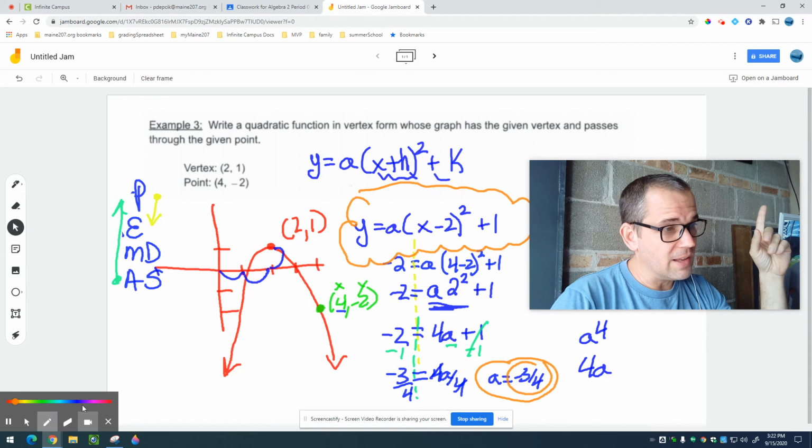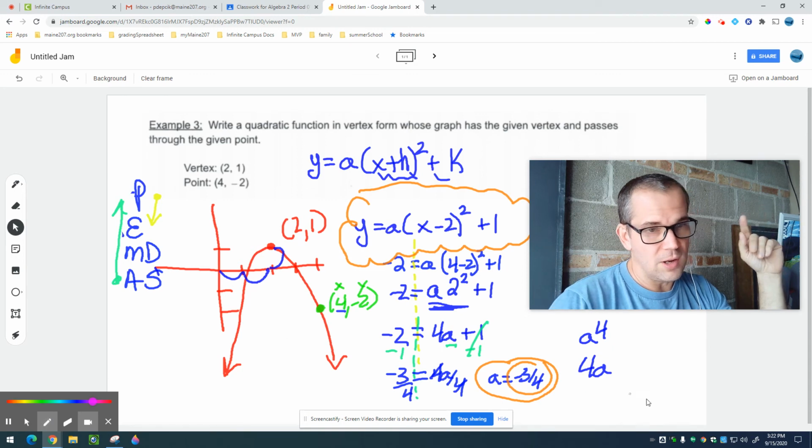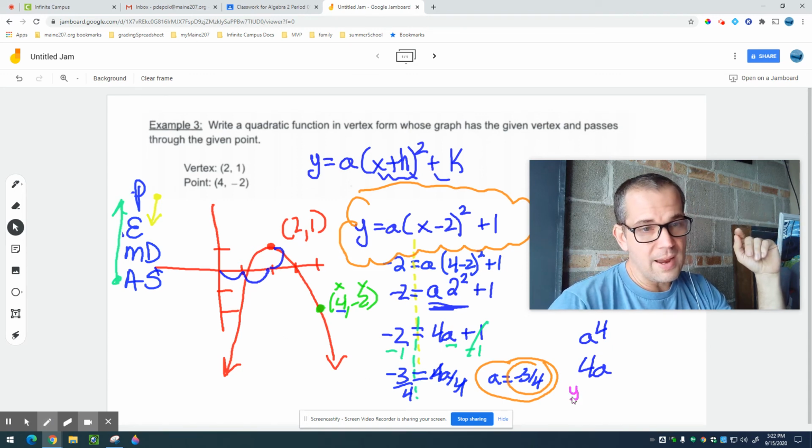So my final answer in beautiful fuchsia would be y equals that a value that I just found times x minus 2 squared plus 1. That's how these all are going to go.